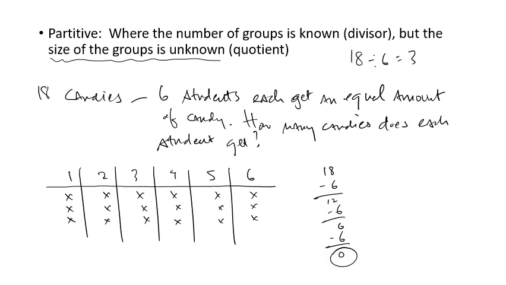So again, we have this repeated subtraction, and this subtraction happened 1 time, 2 times, 3 times. And so we can see that 18 divided by 6 equals 3. I want you to really take some time to understand how these two models are different.